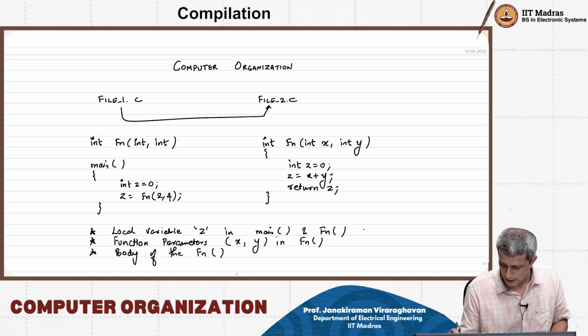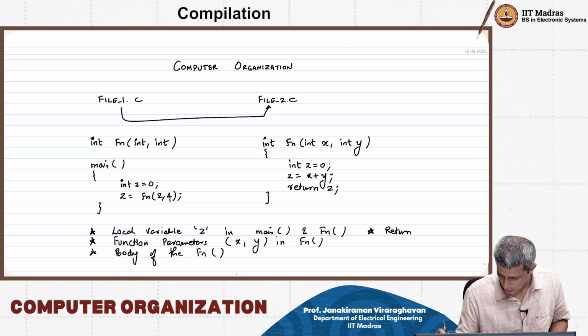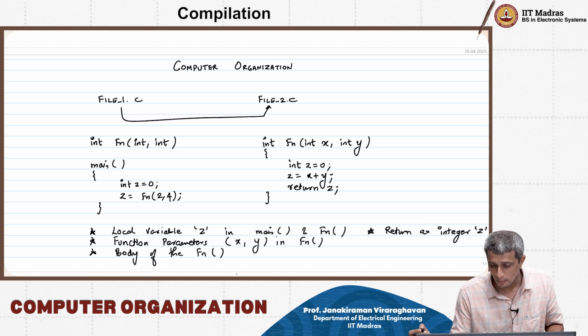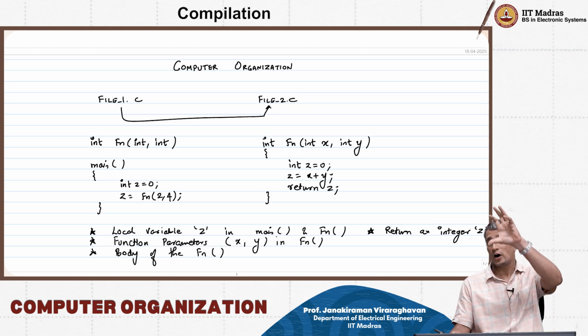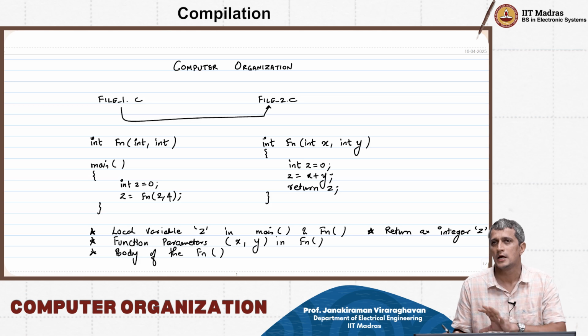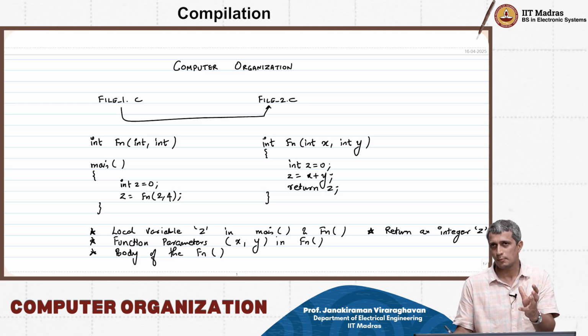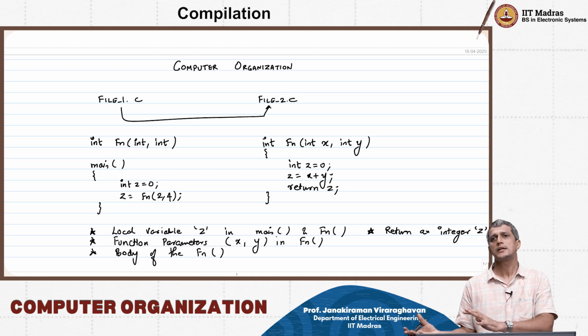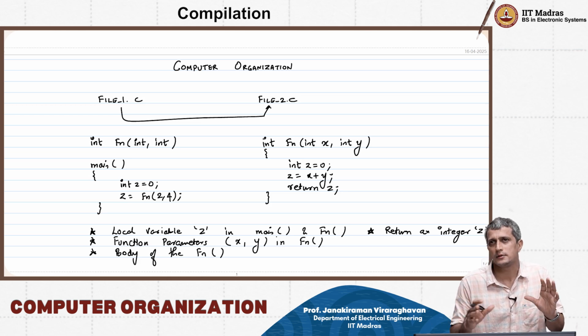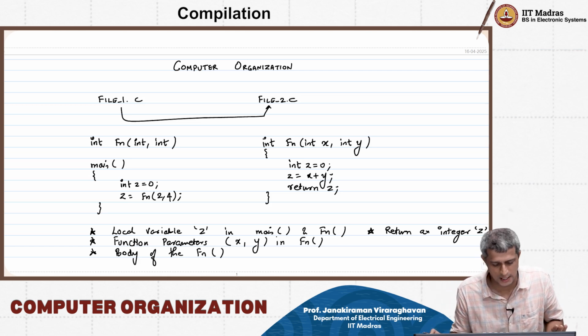The fourth point that you notice is we are trying to return a value, an integer. We are trying to return an integer z from function fn. So the function is doing some calculations and then that value is being returned back to main. So that value has to carry over. In some sense there is some state which is being passed from the called function to the calling function, and that state passing has to happen correctly.